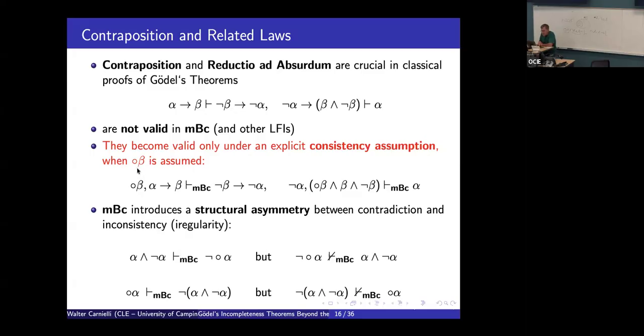When, for instance, the consistency of beta is assumed. For instance, if I have alpha implies beta, it does not entail not beta implies not alpha. But if I have alpha implies beta and beta is consistent, then I recover the contraposition law. And the same again here: from not A, you get A, this kind of reductio ad absurdum. From not A, I don't. Let me better write this.